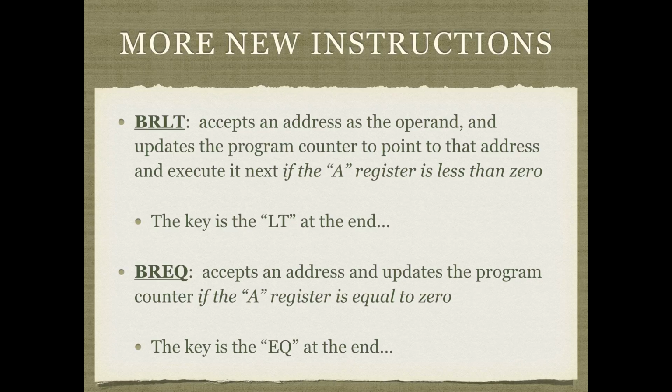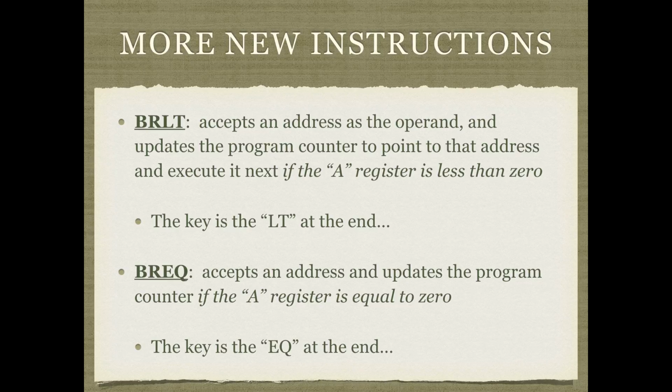BREQ is a similar command which compares the value in the accumulator to 0. So the key here is EQ, equal. So you have LT less than, EQ equal, and they're comparing to 0. So again, we only update the program counter if that comparison passes.